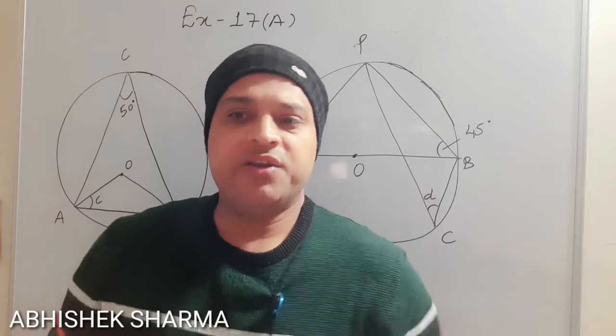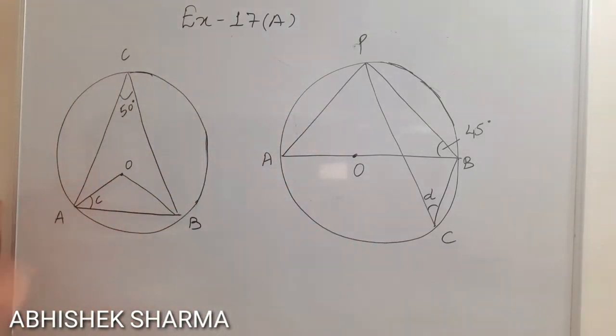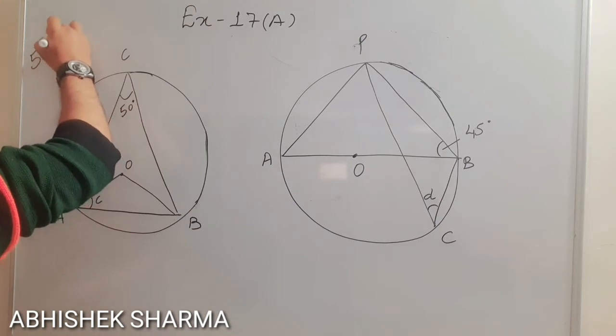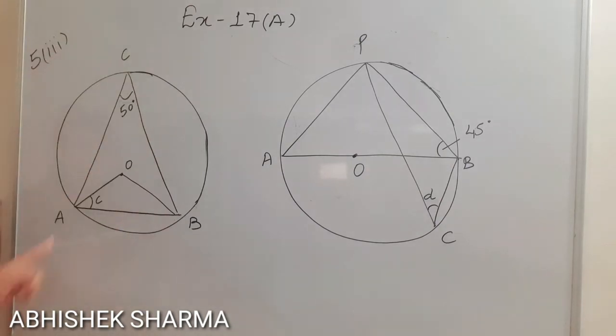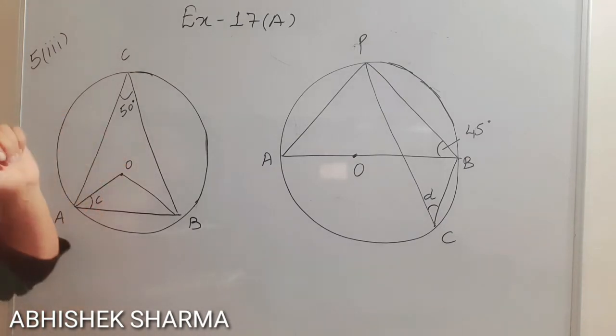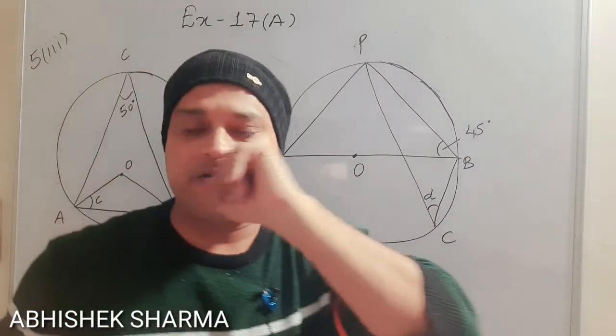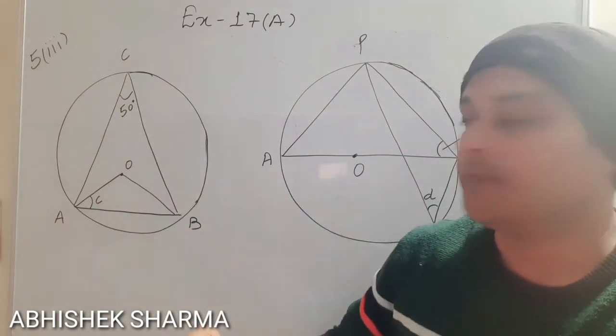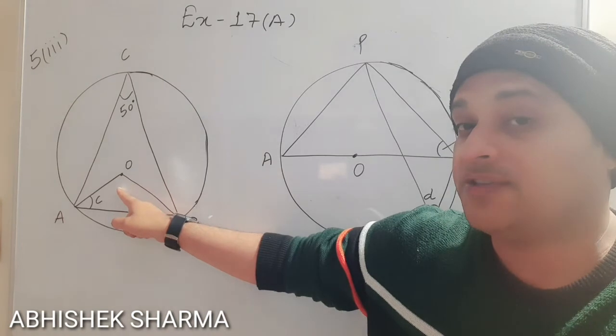So let us continue with the third part of this question here. This is the third part. Here in this question, we have to calculate the value of C. So my dear students, how can you calculate? Just try to think. The angle is given as 50 and that angle will be just double of it.